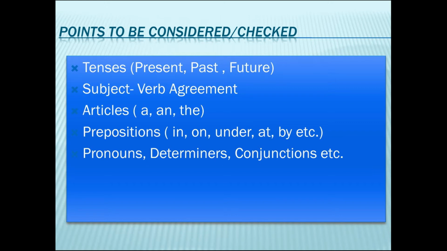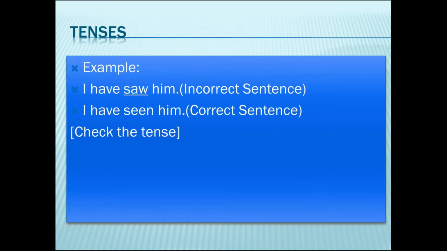Now, the first one is to check the tense of the sentence. Which tense is it? Present tense, past tense, or future tense? Then you have to check its subparts. Simple present, present continuous, present perfect, or present perfect continuous. In the same way for past and future also. Now, let's understand these using examples.